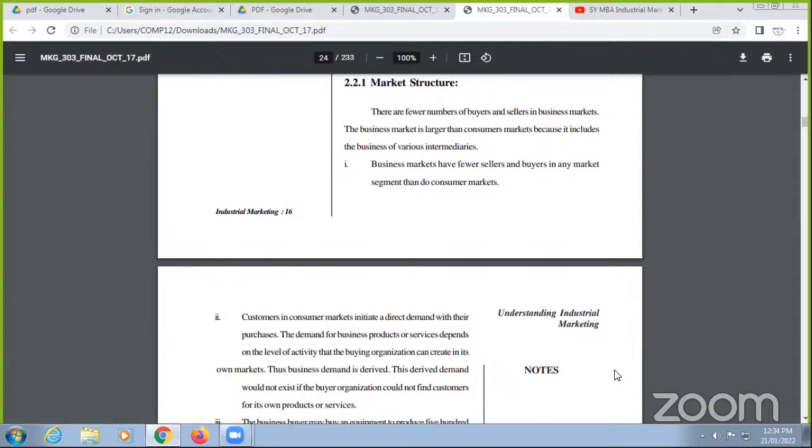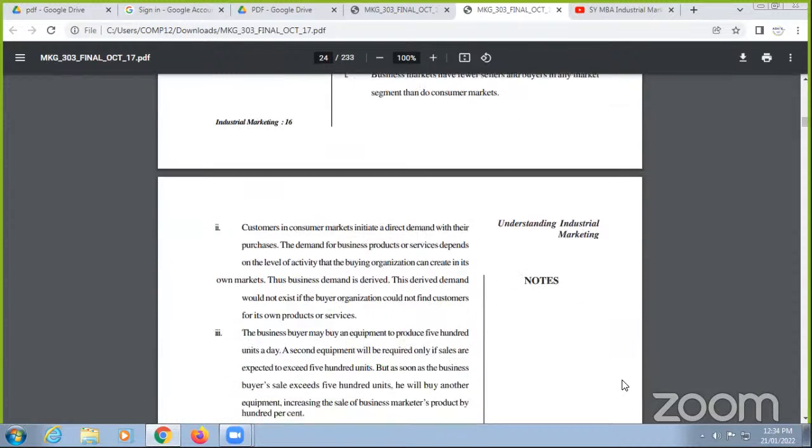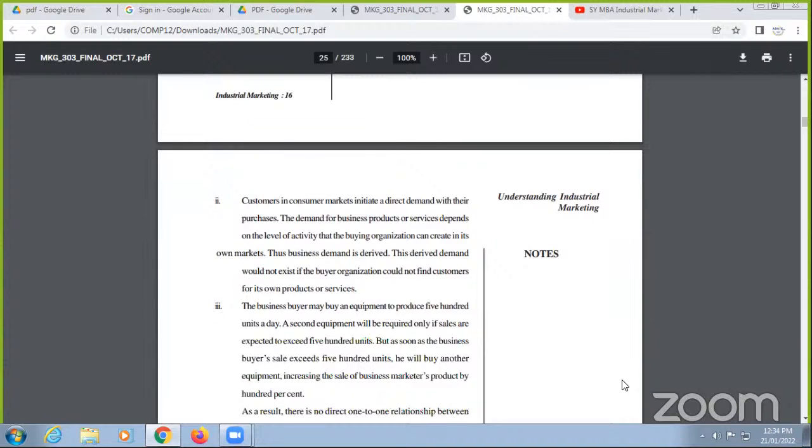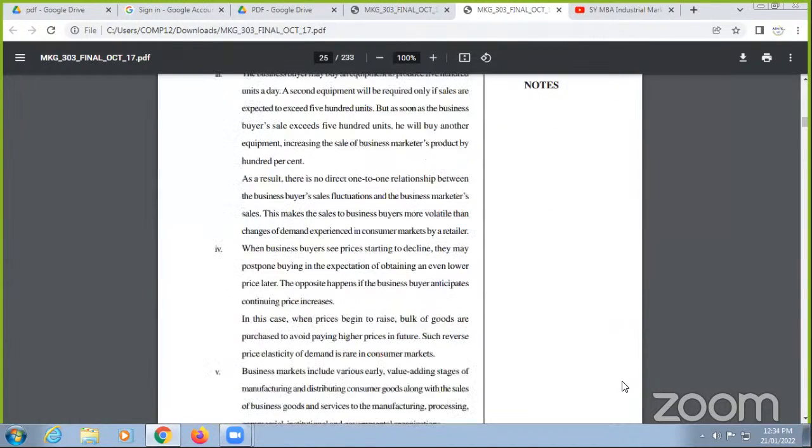demand with their purchase. The demand for business products or services depends on the level of activity that the buying organizations can generate in their own market. Thus, business demand is derived. The derived demand would not exist if the buying organizations could not find customers for their own products or services.